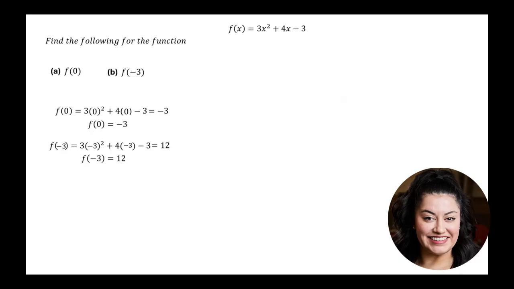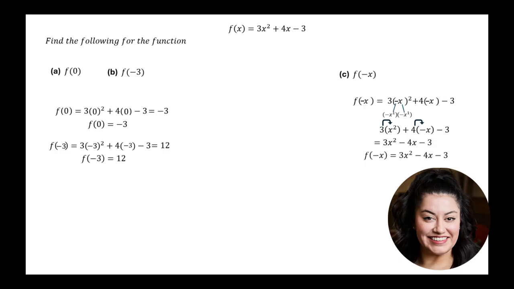If we are asked to evaluate our function at a -x, we would get our original function, and we are now plugging in a negative for each of our x's. We will do our squaring first, which means -x to the first power times -x to the first power. Two negatives will make a positive, and x to the first power will make x to the second power. So we will end up with this. We will now distribute our 3 to the x squared and our 4 to the -x. We will end up with 3x squared minus 4x minus 3, meaning that f of -x is equal to 3x squared minus 4x minus 3.